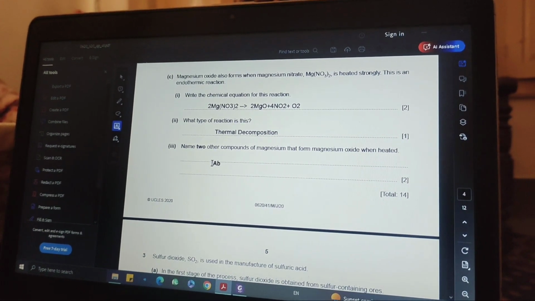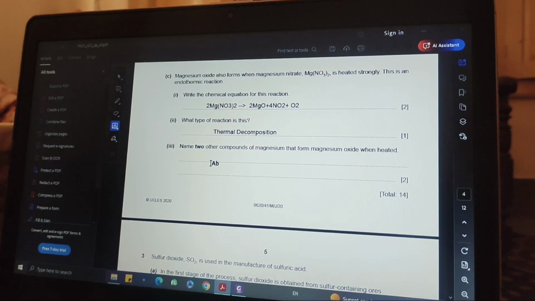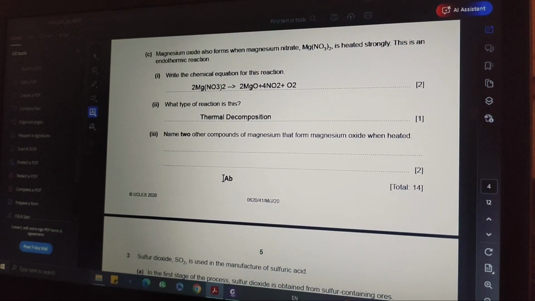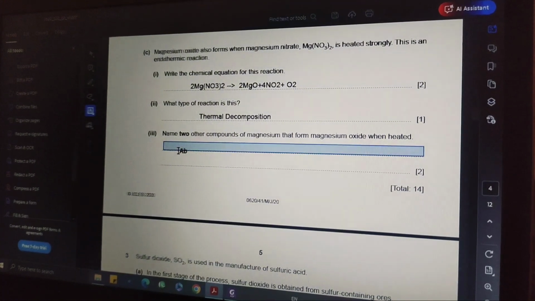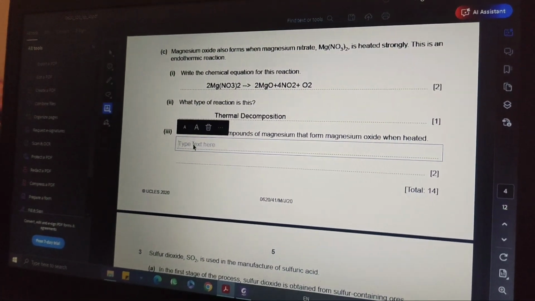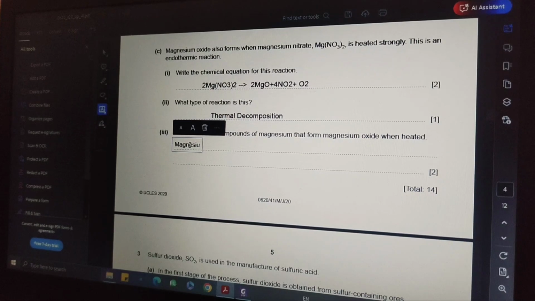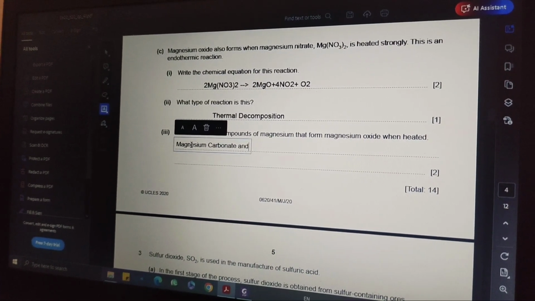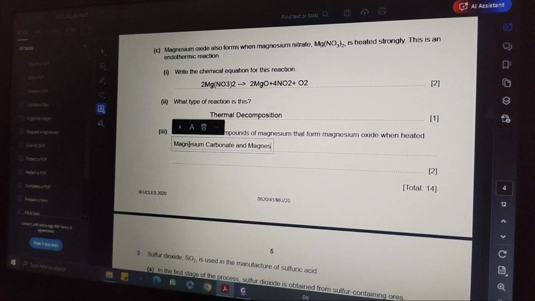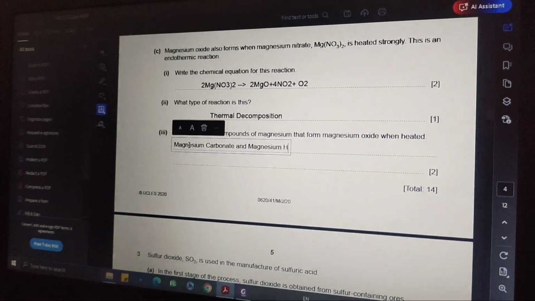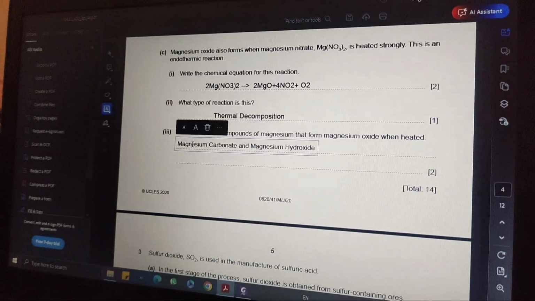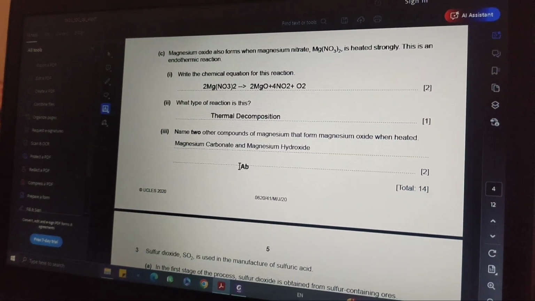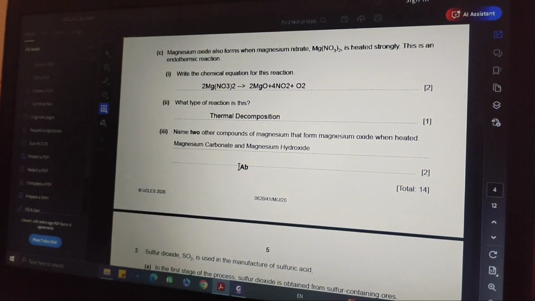Name 2 other compounds of magnesium that form magnesium oxide when heated. So it says that we need to provide 2 other compounds. So these are magnesium carbonate and magnesium hydroxide. When these two are heated, they are also thermally decomposed and they give us the magnesium oxide.